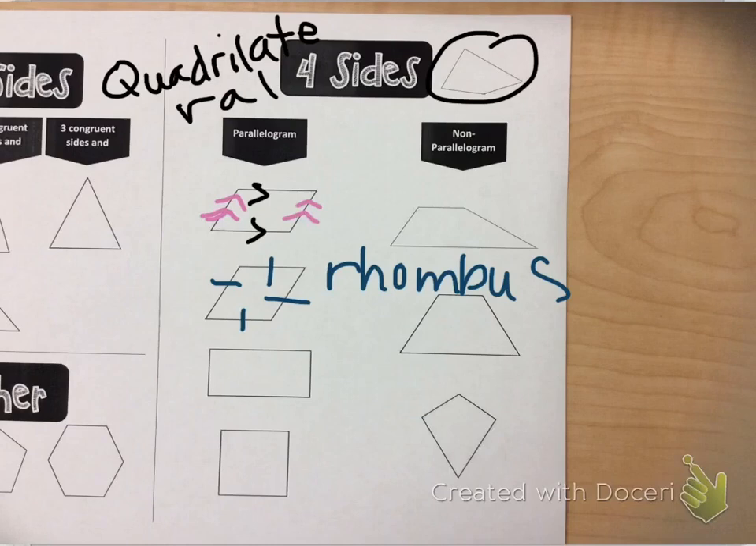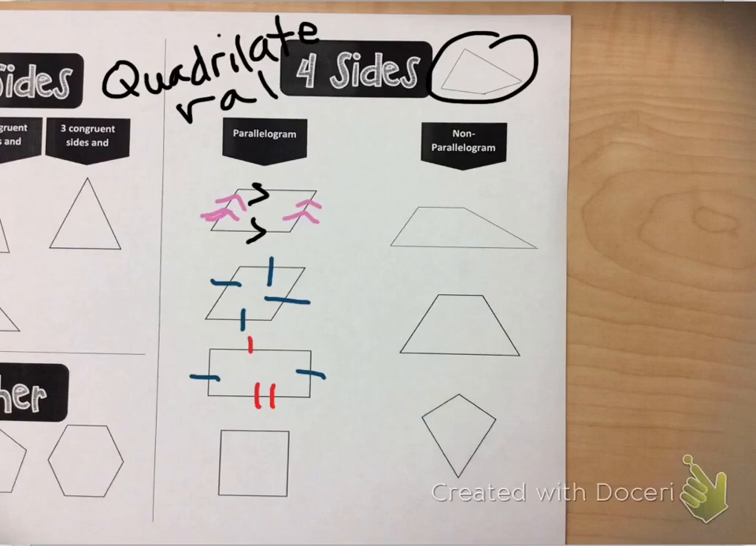Okay, get that written down. Pause if you need to. Okay, moving on to our next one. These sides are congruent, but they are not congruent to the other 2 sides. Okay, so it's separate sets.